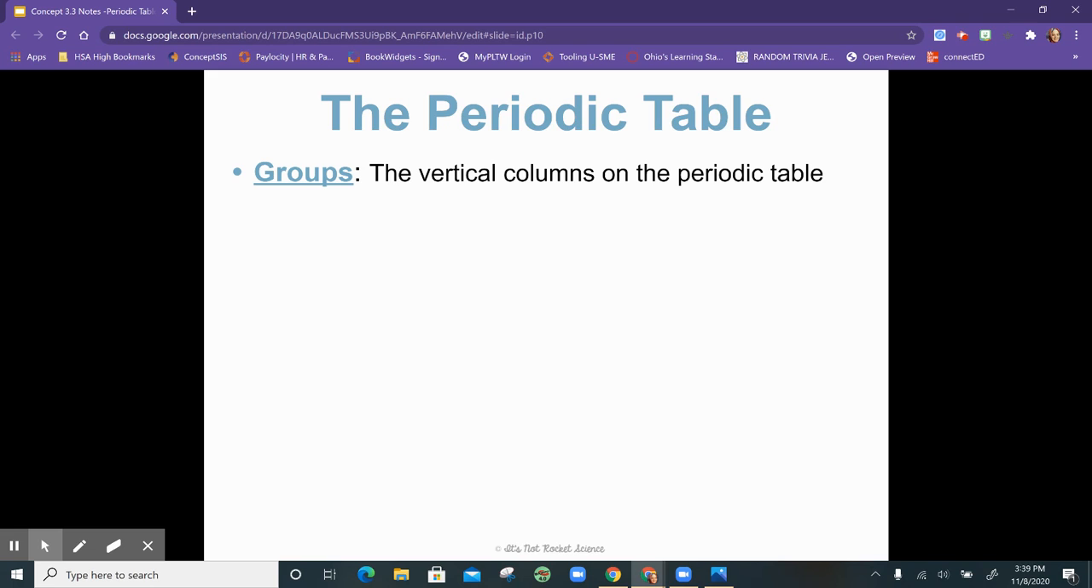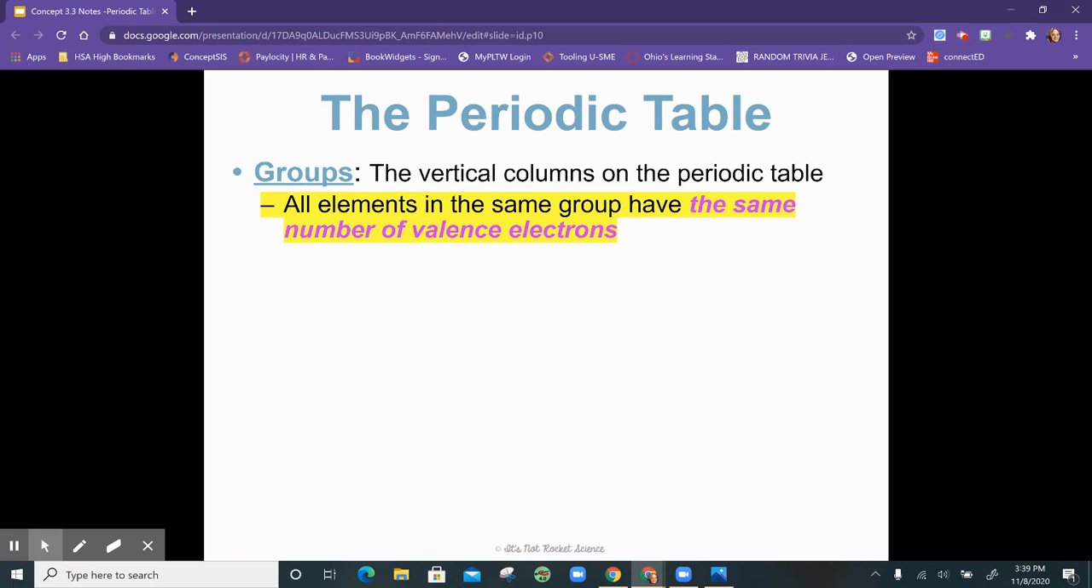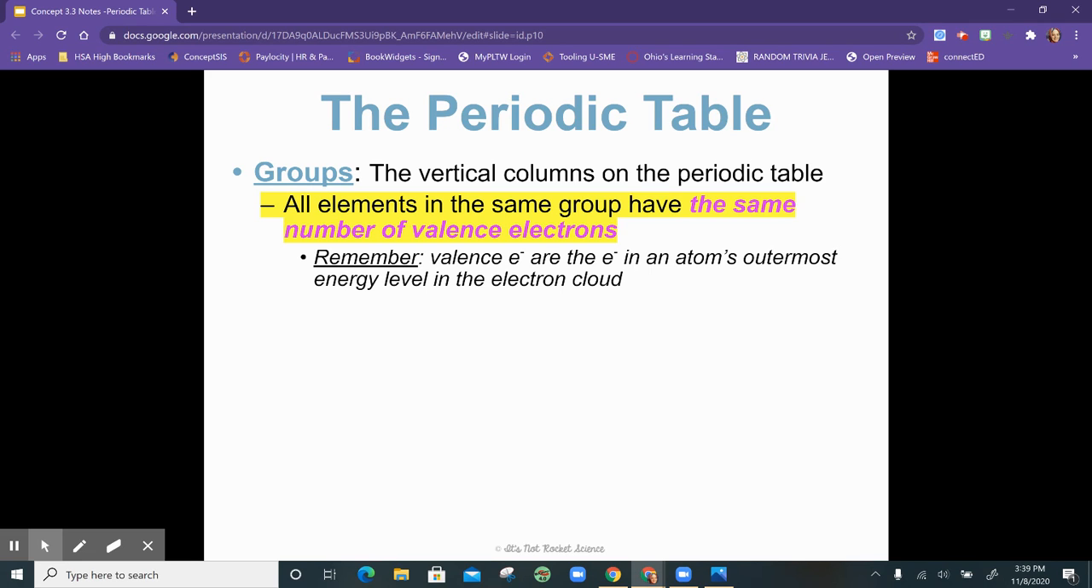So let's start with the groups. Groups are the vertical columns on the periodic table. All elements in the same group have the same number of valence electrons. So if the elements are in the same column, they all have the same number of valence electrons in their outermost shell. You've got to remember, what do we call the electrons in the outermost shell, the outermost energy level in the electron cloud? We call them valence electrons.